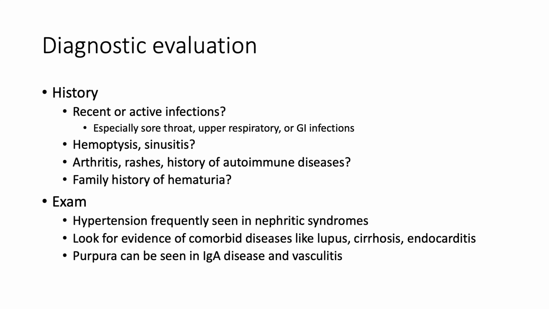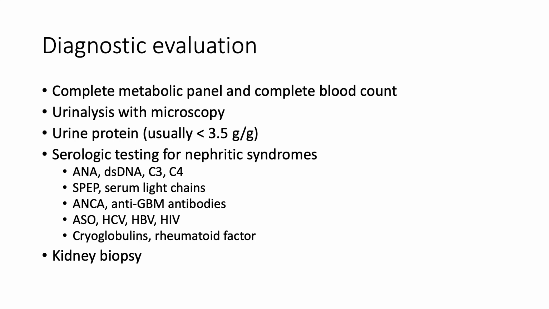On exam, you're looking for hypertension, especially in an acute nephritis, and then any signs of comorbid disease like lupus, cirrhosis, or endocarditis. And skin findings like purpura you could see in an IgA disease or vasculitis. Now, all patients who have dysmorphic hematuria should have a complete metabolic panel and complete blood count, as well as your urinalysis with microscopy and check a urine protein level.